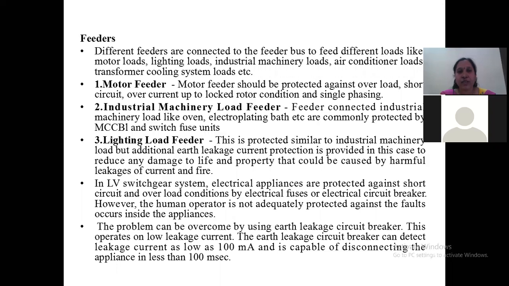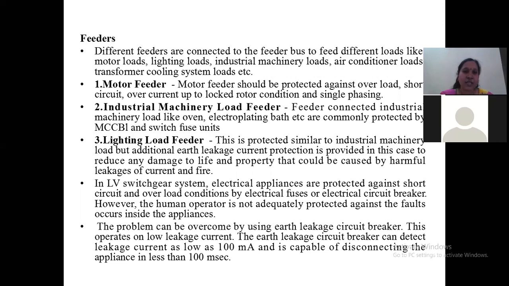So coming to the motor feeder, it should be protected against the overload. So see, all these are nothing but the loads which are being connected to the feeders. Now we need to provide the safety to that particular equipment. Suppose we are feeding a motor, we are calling it a motor feeder. Now, for the motor feeder, it should be protected against the overload, short circuit, overcurrent, up to locked rotor condition and single phasing. Okay, so these are the protections we have to provide for the motor feeder.